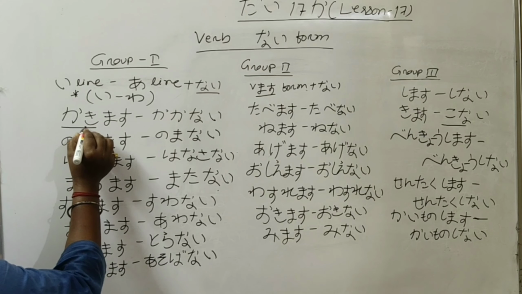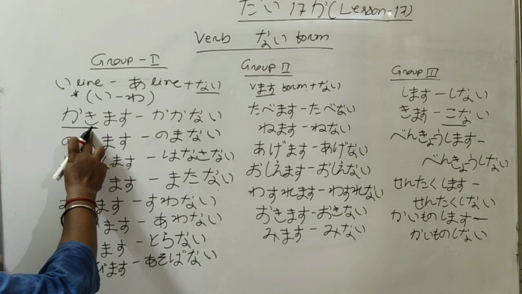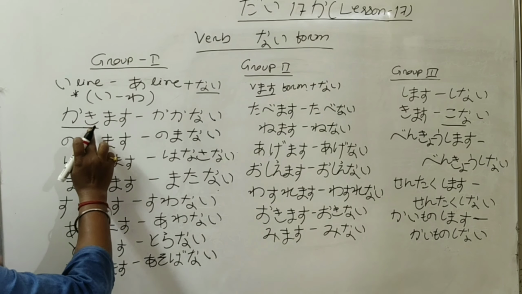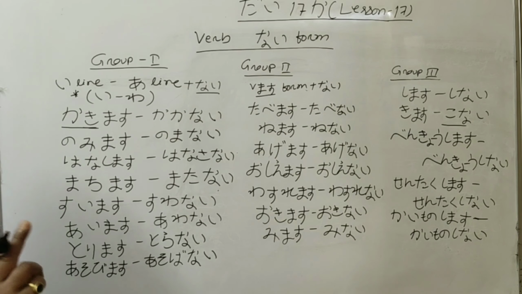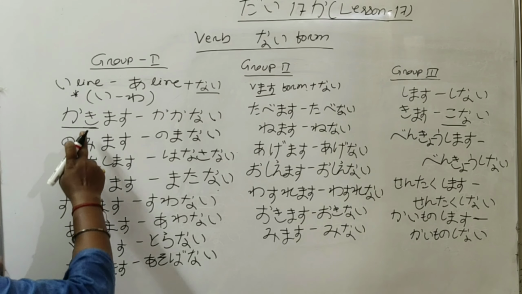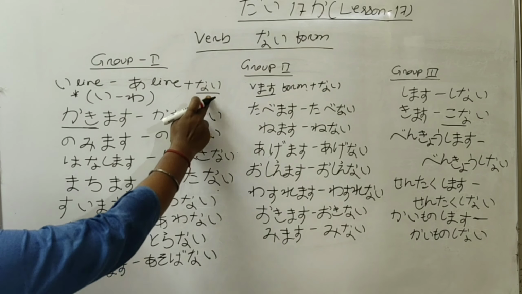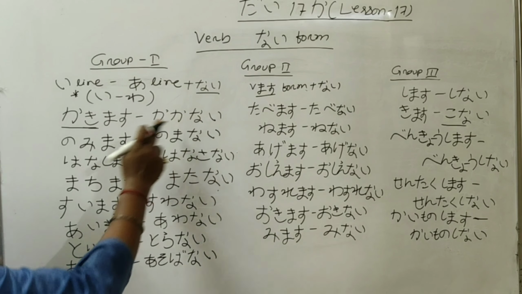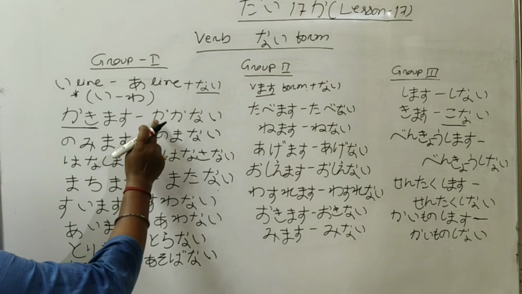Kakimasu, kaki. Ki is the E line. It changes to the A sound, the A line, that is ki changes to ka. So ka, ki, ku, ke, ko. So ki changed to ka. So kaka, nai. Kaki changed to kaka plus nai, became kakanai.